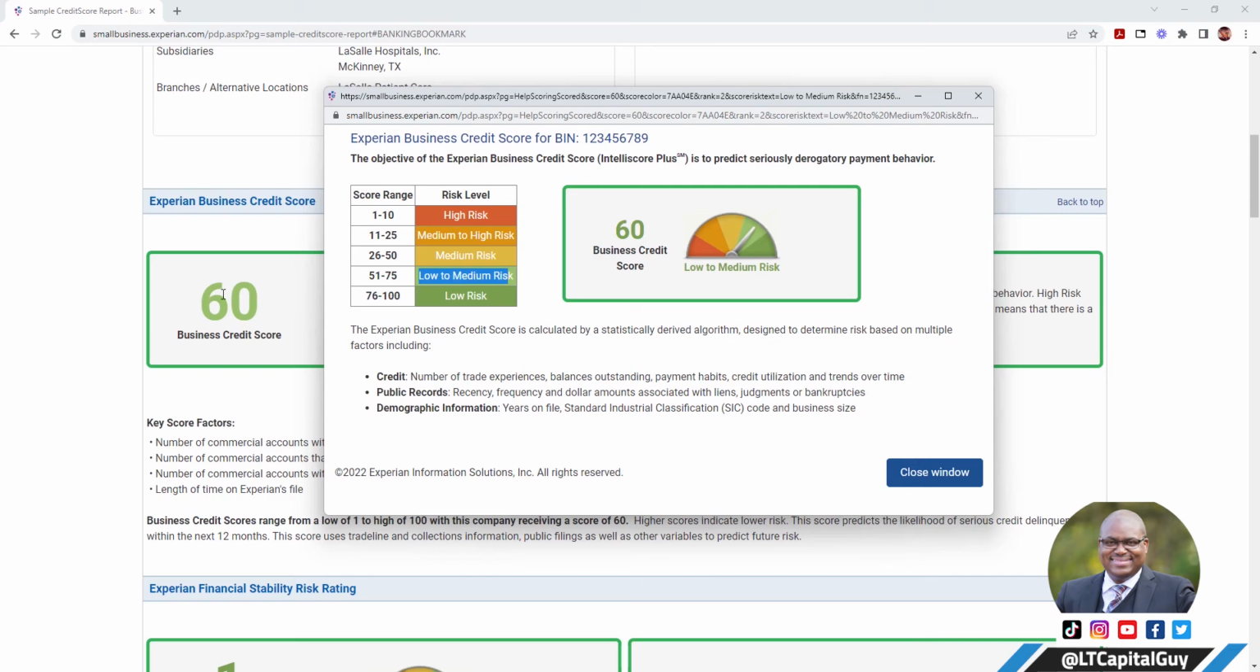So in this particular case, we're at a 60. So we're classified as being low to medium risk. And this gives you some additional information on how the score is calculated. It's based on your credit, your trade experiences, trade lines, things of that sort, how you've been paying. Also, if there are any public records or judgments out there, that is factored in, as well as any demographic information such as how many years you've been on file, all that good stuff. So just something to keep in mind when you're evaluating your score.